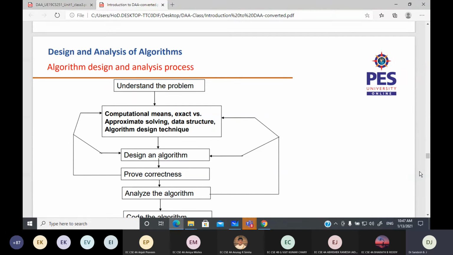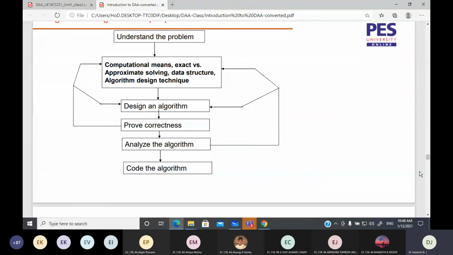So you may have to change the design technique, then come up with a newer algorithm, and prove its correctness. If it is not correct, change the algorithm design technique or use certain other data structure. Unless you prove it correct, you are not going further. Once you prove it correct, you go and do the analysis of the algorithm in the next step. So you will analyze the algorithm in terms of space and time.